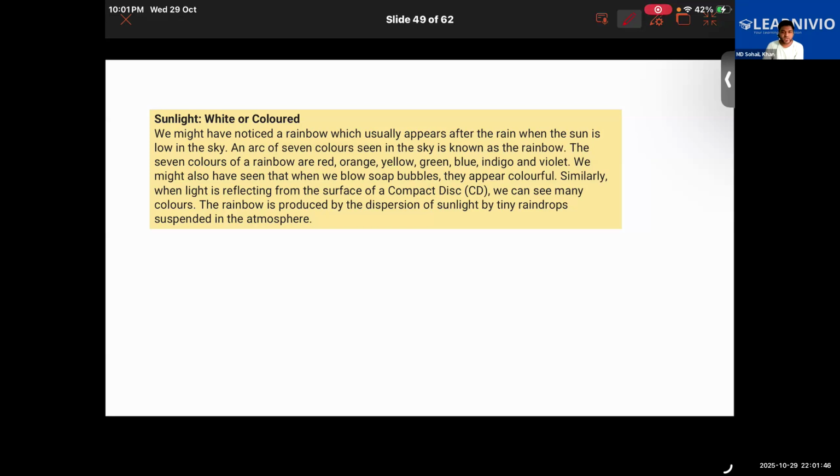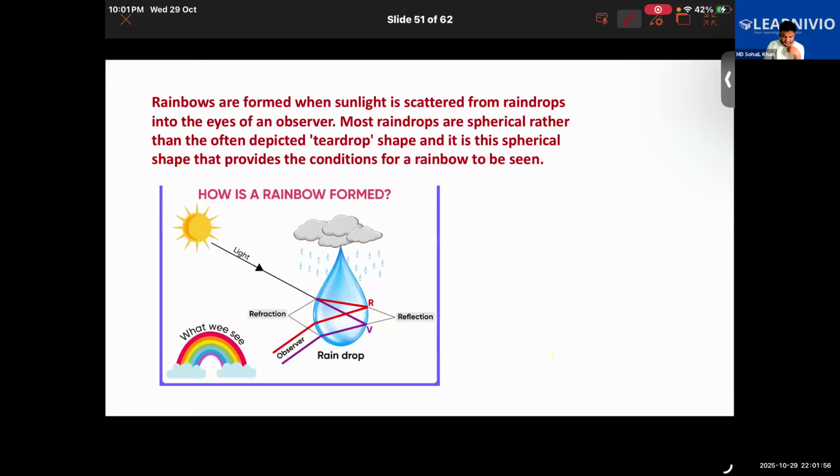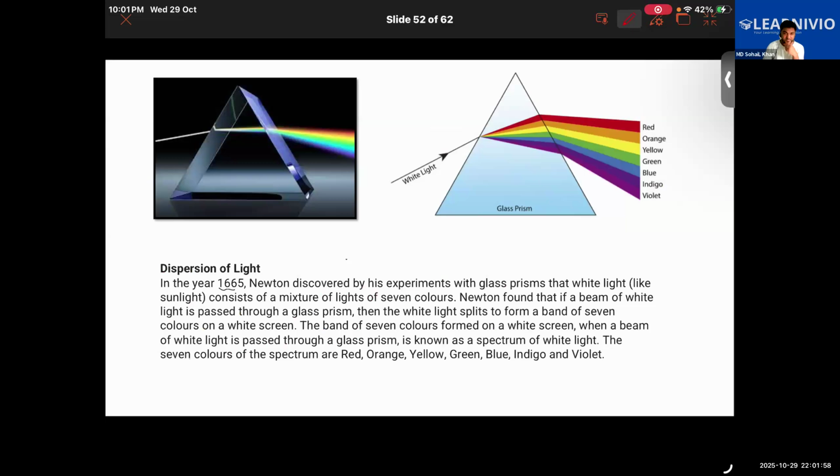You think that sunlight is white in color, but when it passes through certain mediums, like a raindrop or a prism, it splits into its component colors.